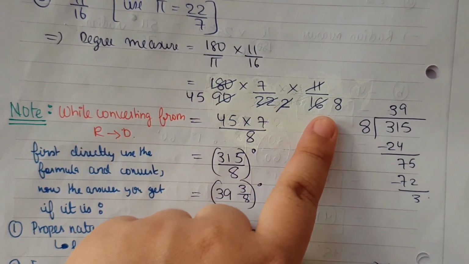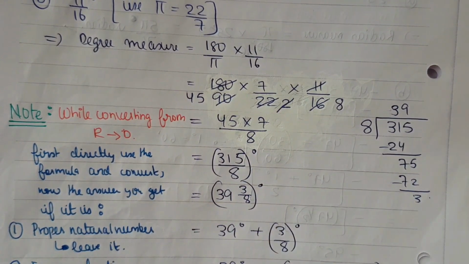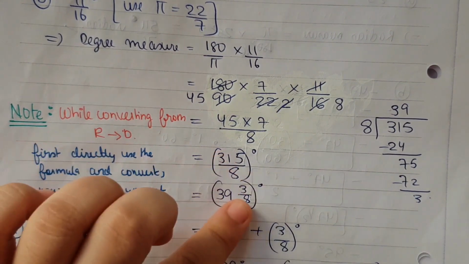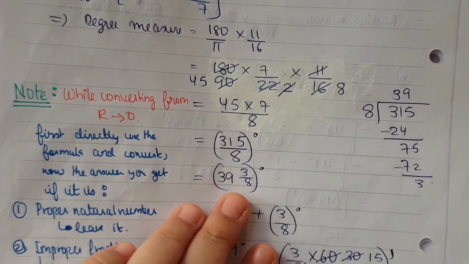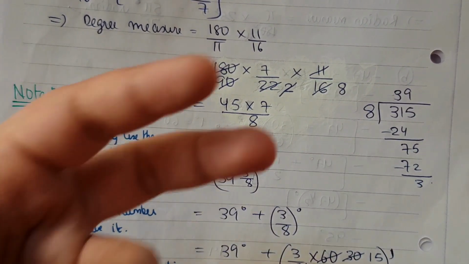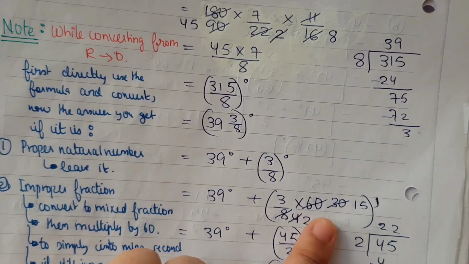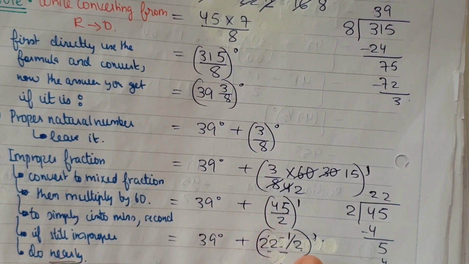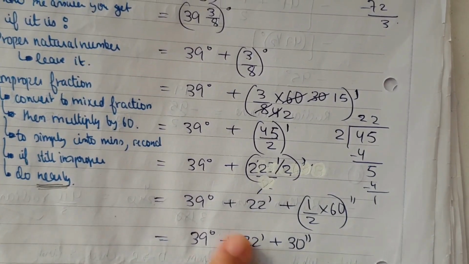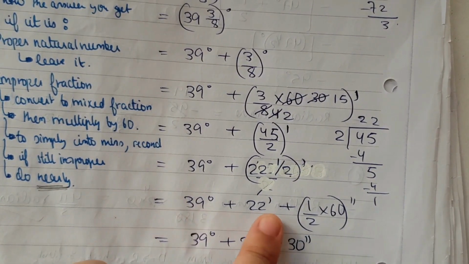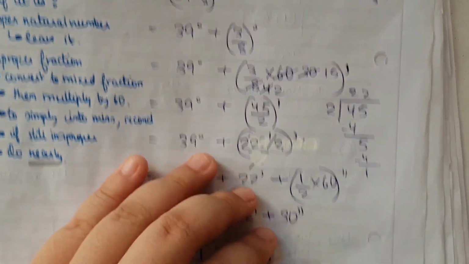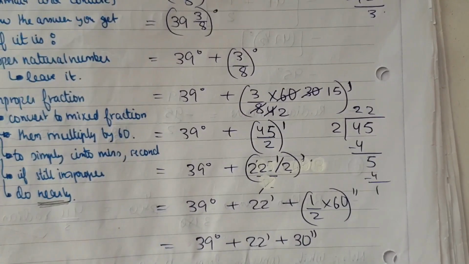Just cancel it out. I hope you know how to cancel. Then you get an improper fraction, as you can see here. Convert it to a mixed fraction because you want it in degrees, minutes and seconds. For that, you multiply by 60 at each step and go further until you get degree, minute, and second. If you get more digits, just make it approximate. But for now, we have got a proper answer.